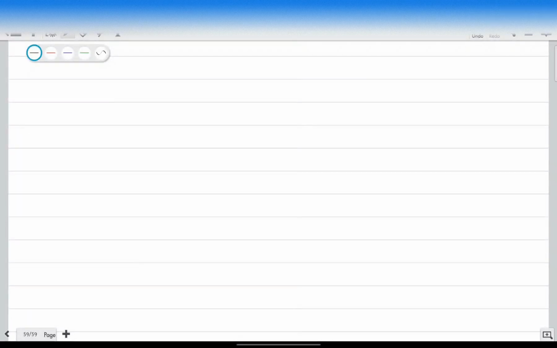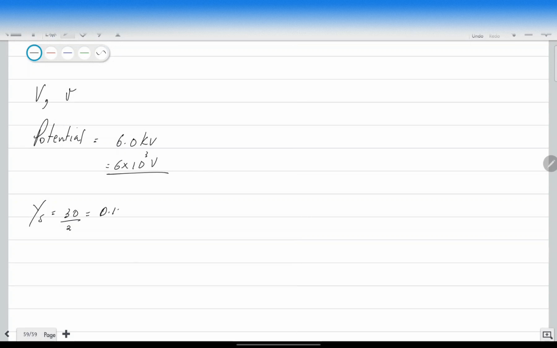So these electrons are accelerated through a potential V, and they gain velocity V for that, which means that potential V, let me write the word here, potential will be given as 6.0 kV, which means we're looking at 6 into 10 to the power 3 V. So width of screen, remember, ys will be equal to 30 divided by 2 to give you 0.15 meters.